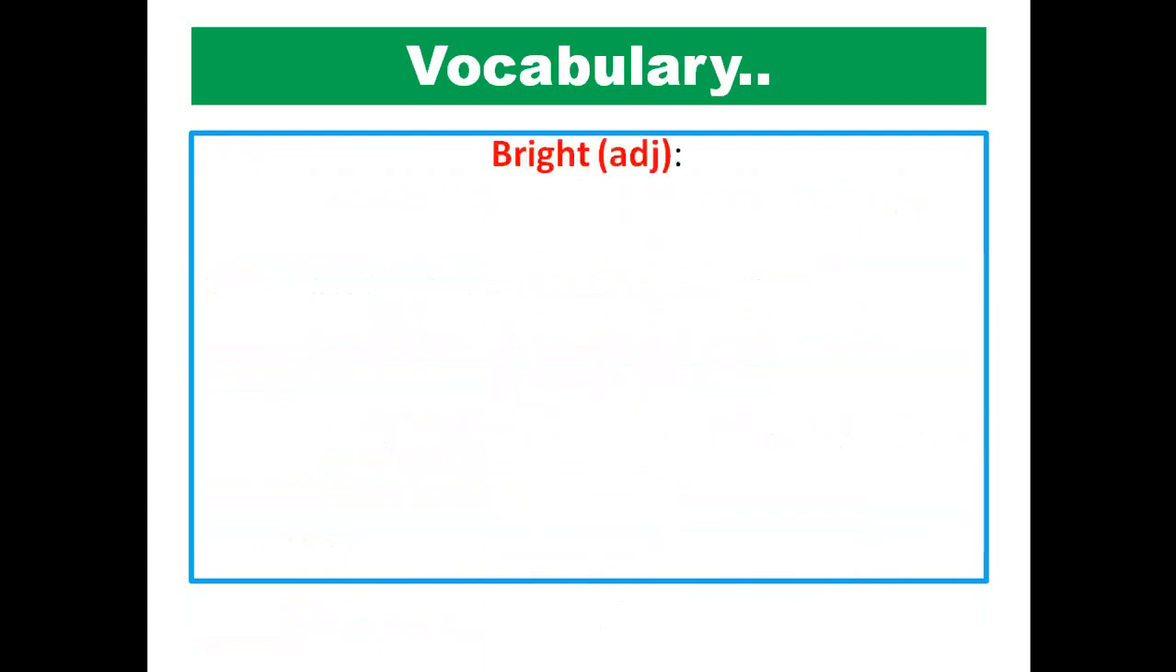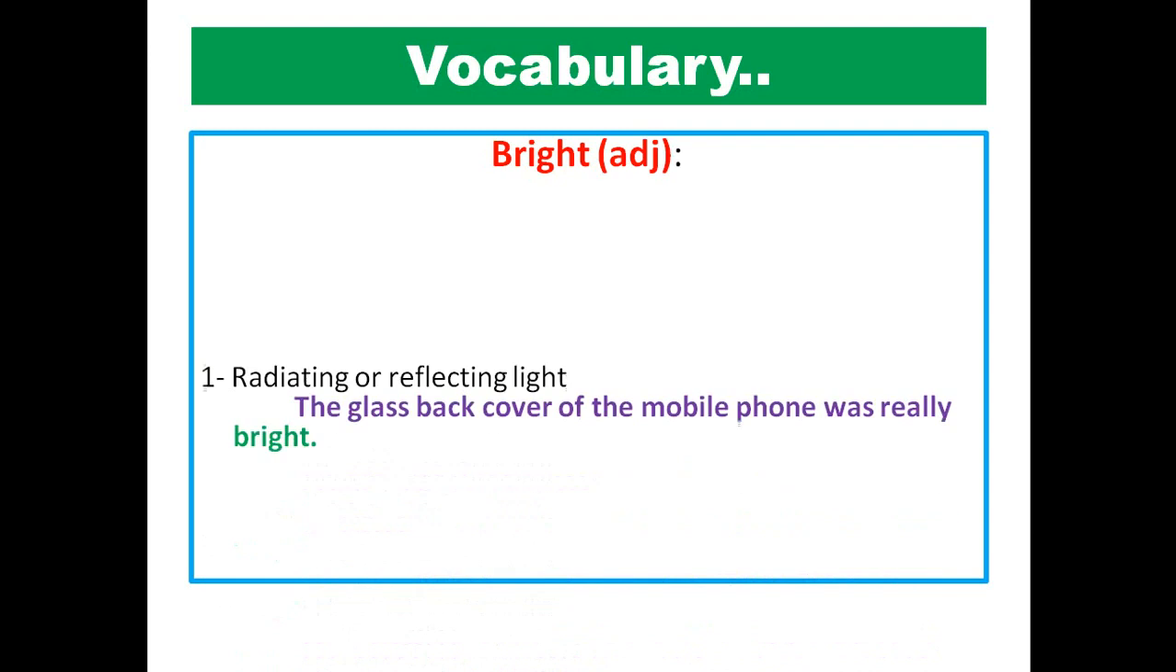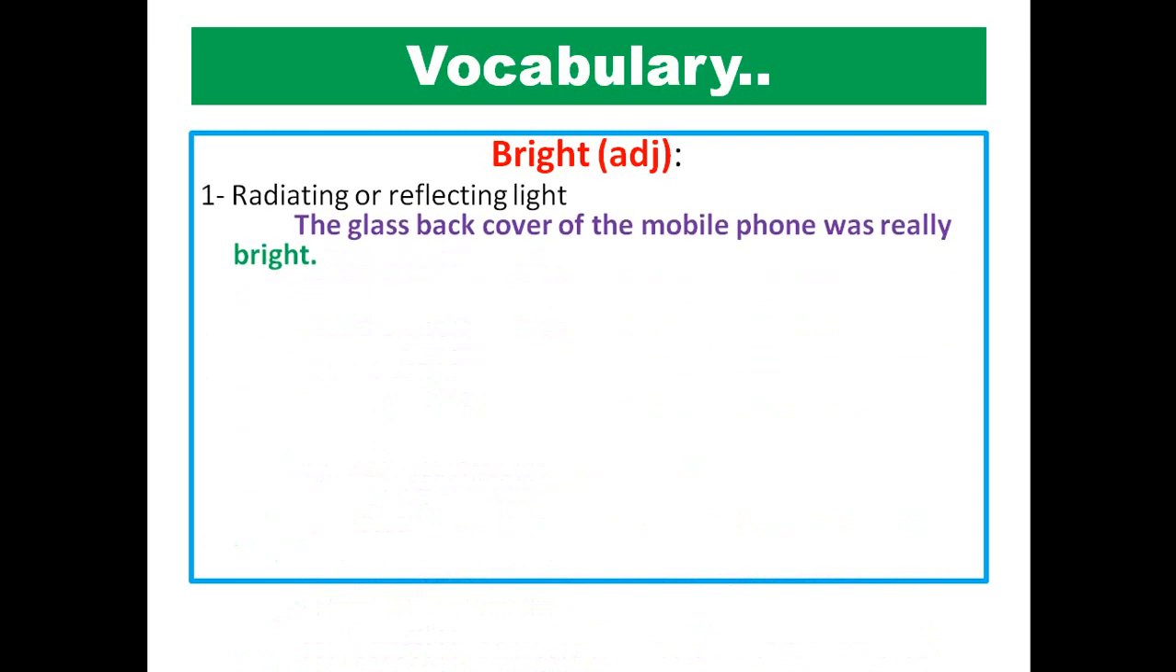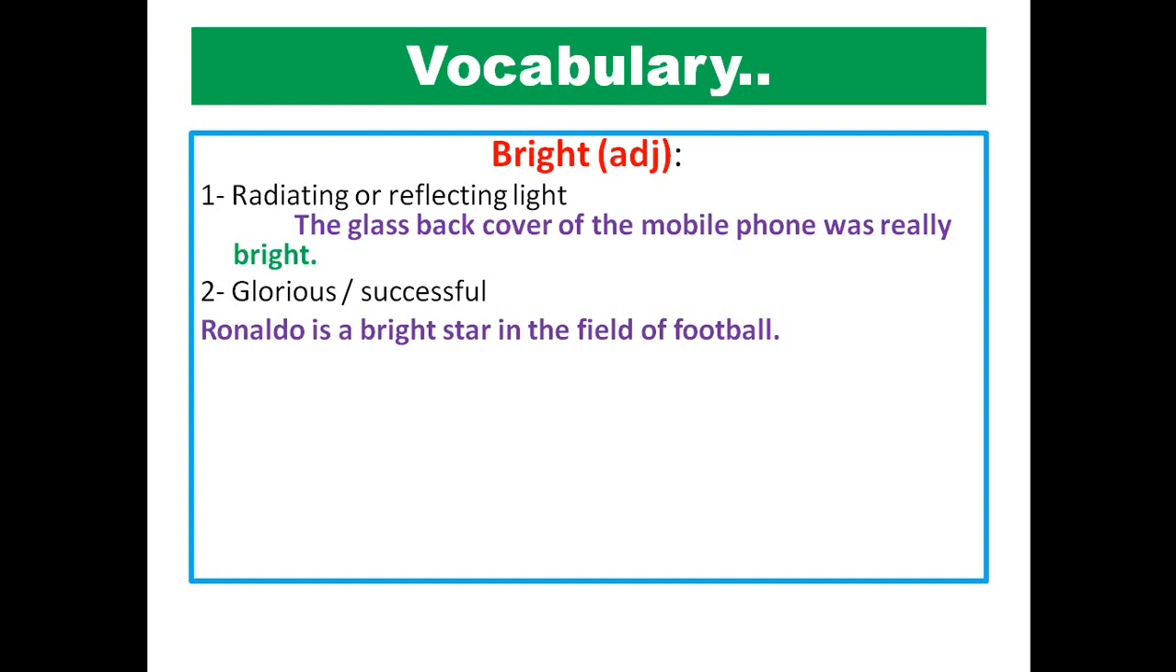Alright, the word bright. Bright has many meanings. The first one is radiating or reflecting light. Like the glass back cover of the mobile phone was really bright. The second meaning is glorious or successful. Ronaldo, of course Cristiano Ronaldo, is a bright star in the field of football.